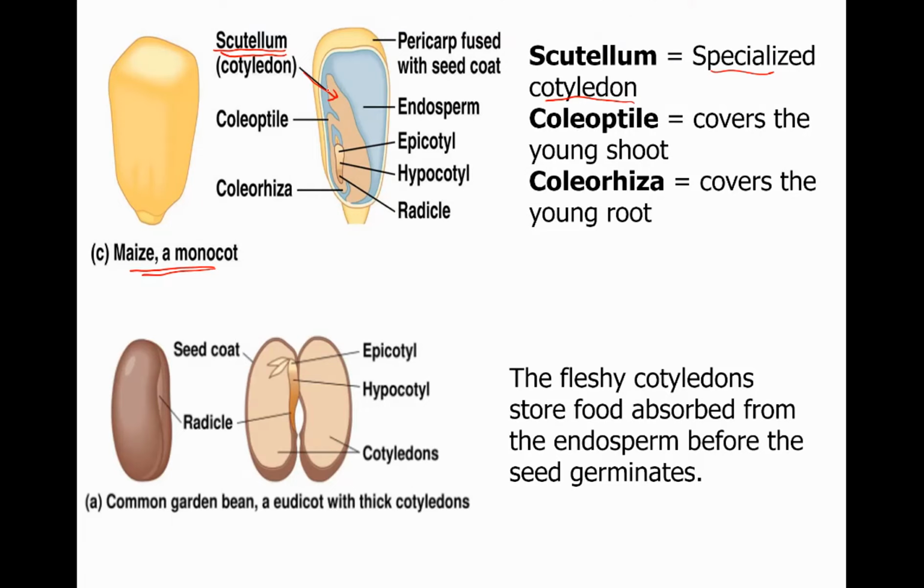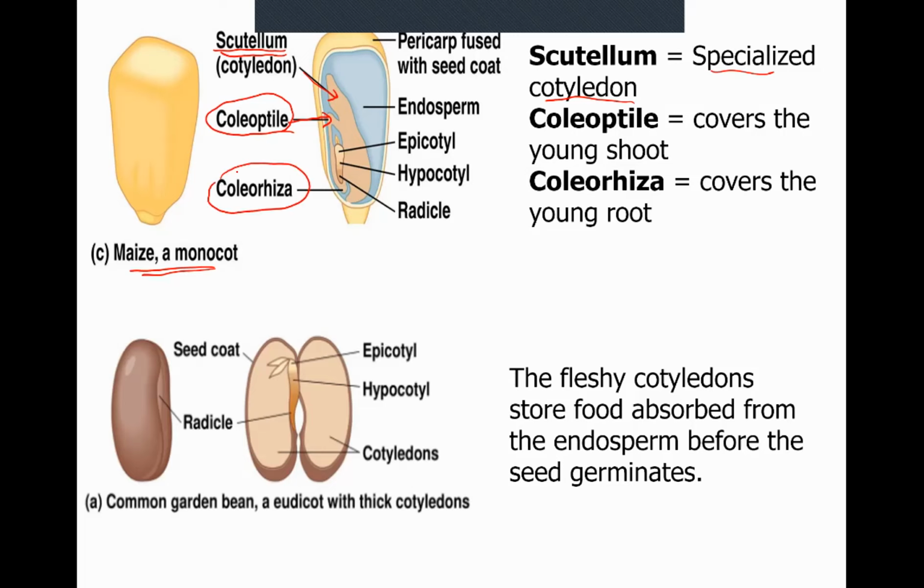Alright. Okay. Next is they have a structure that we call coleoptile. This is for monocot. Coleoptile. This one. Okay. What is the function of coleoptile? Coleoptile covers the young shoot. Right. It covers the young shoot. While the next one is coleorhiza. Coleorhiza is here. Right, that covers the young root.